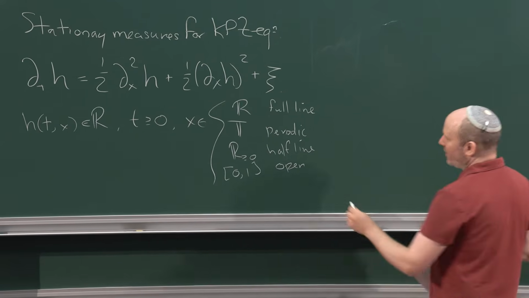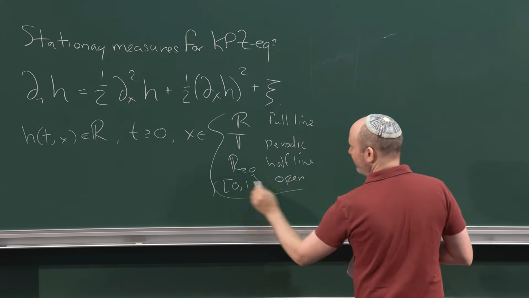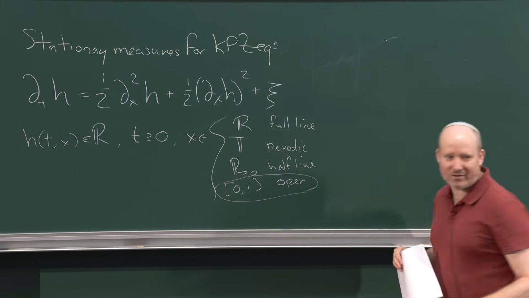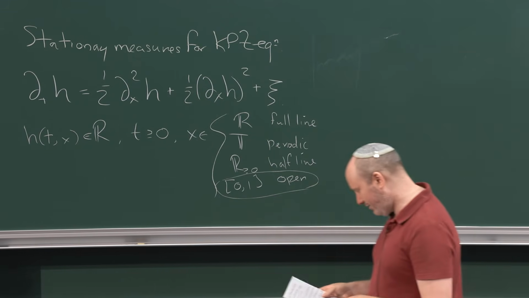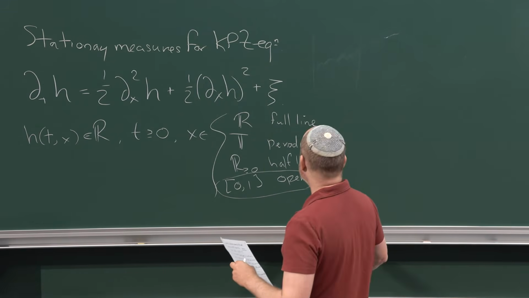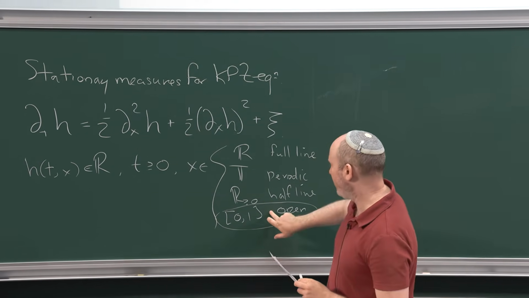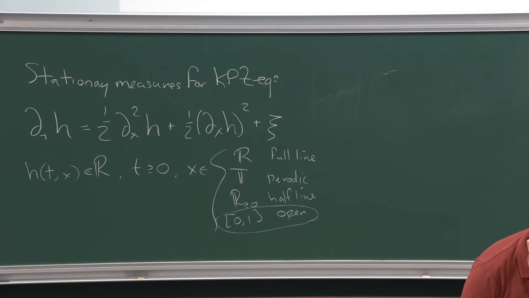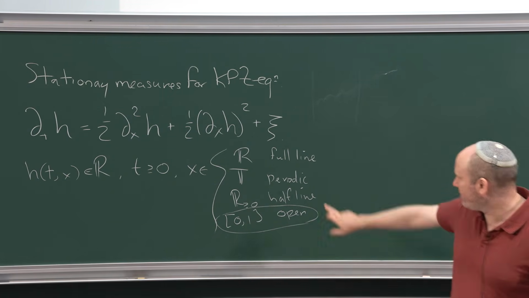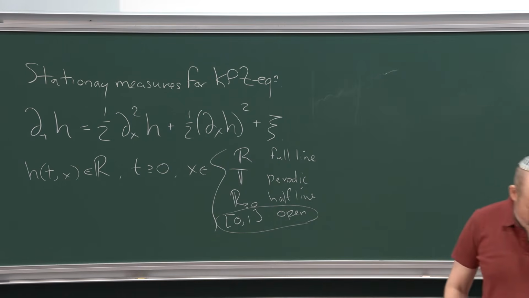Now, each one of these, of course, has different interests. And generally, the open one is considered the most complicated one to deal with, because you have the effects of boundary. So let me describe to you what I mean by open and what the boundary conditions are here. In my notes, I also talk about the periodic one, which is very interesting, but I'm not going to do that here.